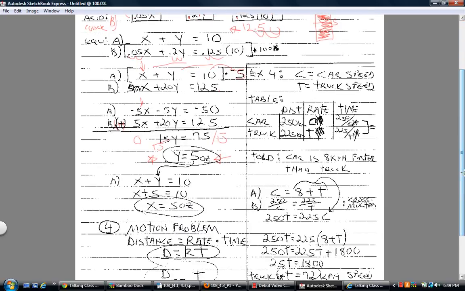Now that you know it's 5 ounces, it seems almost kind of silly here, but equation A tells you to take x ounces plus y ounces equals 10. So if the 20% solution is 5 ounces, that's what you found.